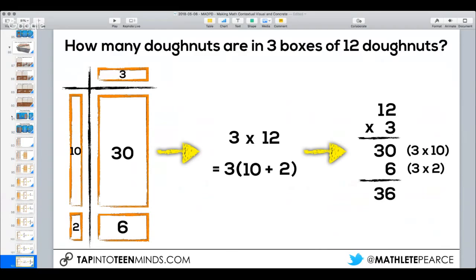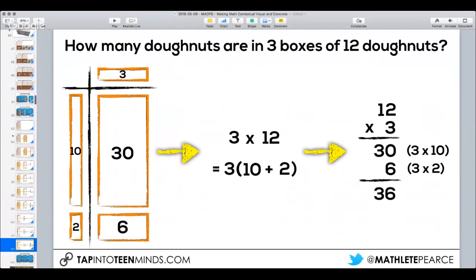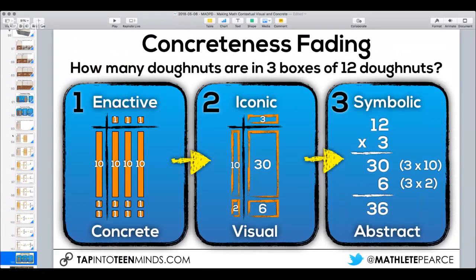So if I look at that and I switch that around, I think that might even be more intuitive along the way. So what I've tried to share with you here in this very, very short time together this morning is this idea of starting with context, starting with concrete, and then moving to visuals and the symbolic representation.